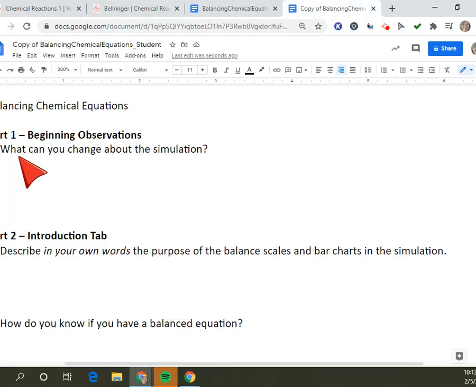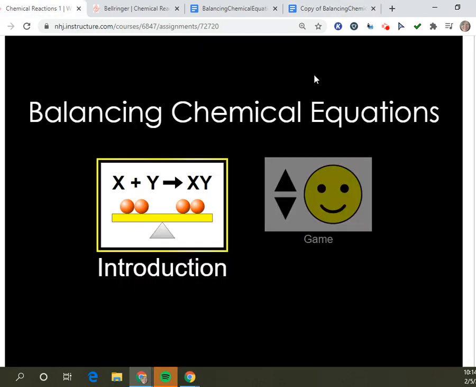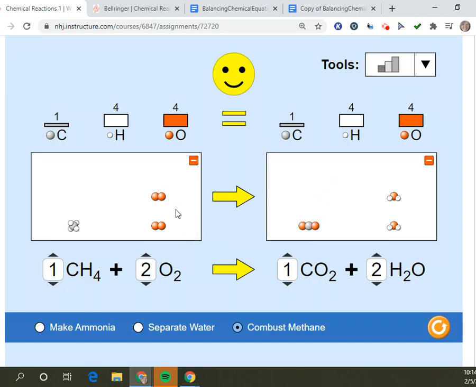The first question, what can you change about the simulation? We'll have to look at that. Let's go ahead and look at it.